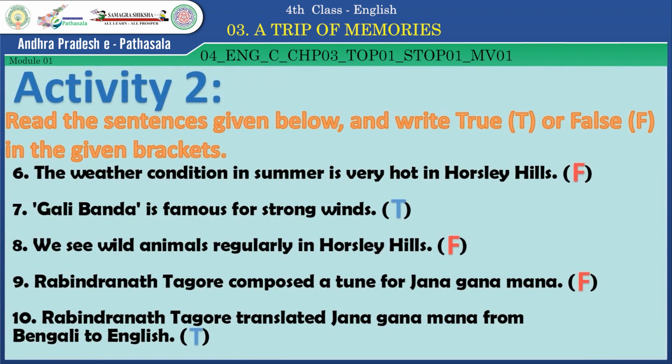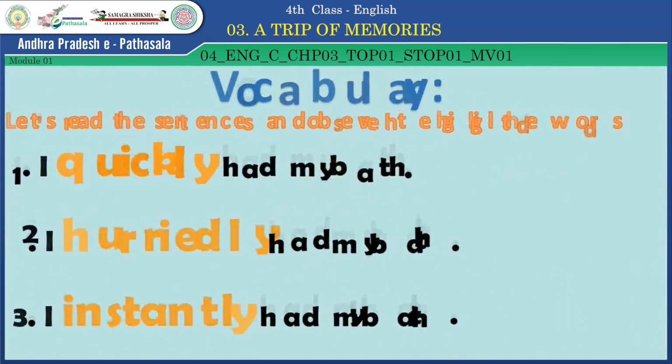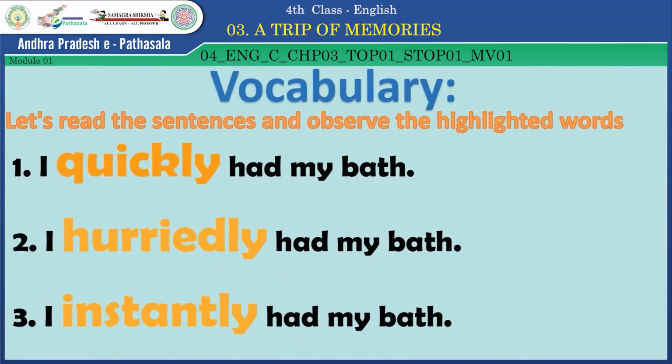Here are the answers. Nice job, little one. Now, let's improve our vocabulary. Vocabulary. Let's read the sentences and observe the highlighted words. Number 1. I quickly had my bath. Number 2. I hurriedly had my bath. Number 3. I instantly had my bath.